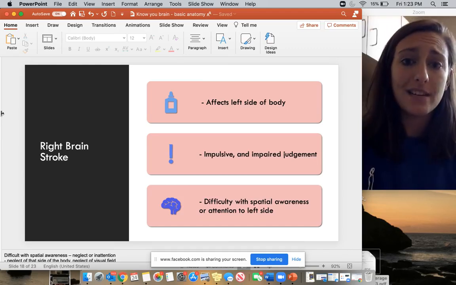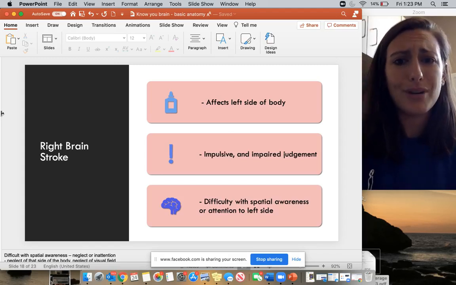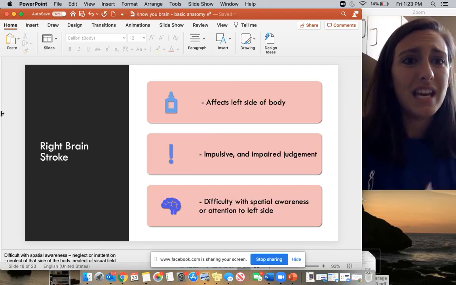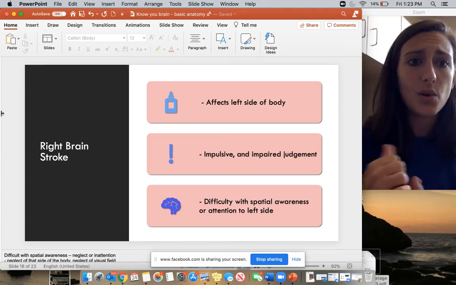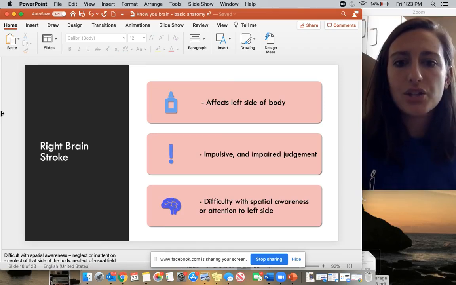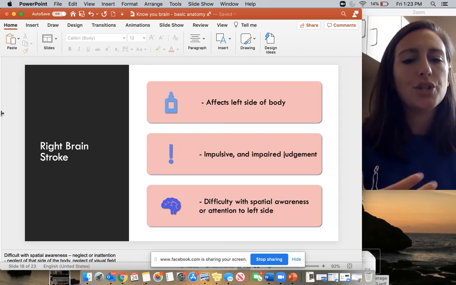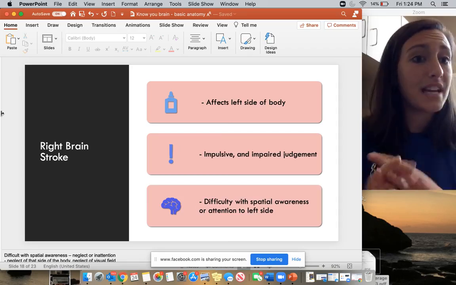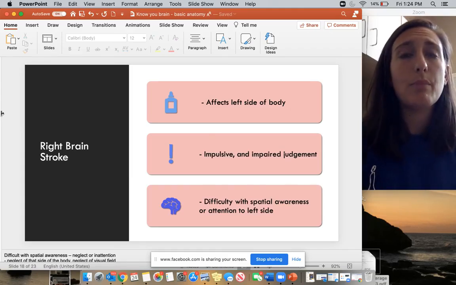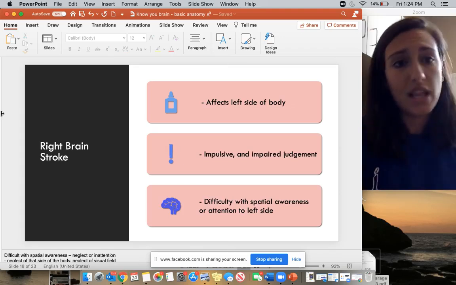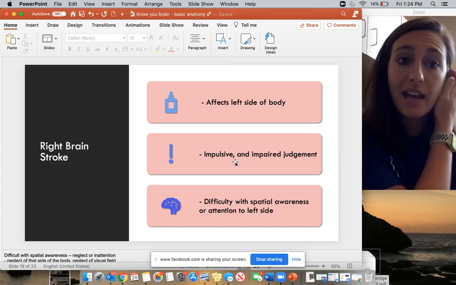So then we move on to the right side of the brain, a right brain stroke. This would affect the left side of your body. People who have right brain strokes do tend to be a little bit more impulsive and have difficulty with judgment on being able to do certain things or other things in their life. It also can be difficult for these folks to be spatially aware or pay attention to the left side of their body, things on their left side, people on their left side. There are certain cases that sometimes people completely neglect the left side as if it wasn't there. All very different presentations in that realm.